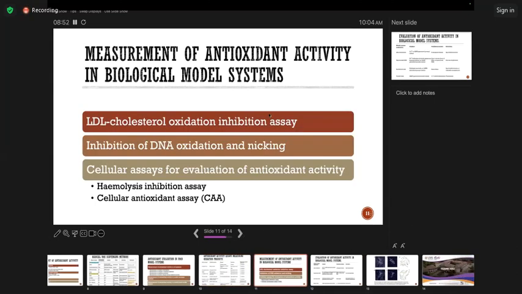Measurements of the antioxidant activity in the biological model system. We can use the LDL cholesterol oxidation inhibition assay, and then we can use the inhibition of the TNA oxidation by Niki. And the last one is the cellular assay for the evaluation of the antioxidant activity. We can apply the hemolysis inhibition assay as well as the cellular antioxidant assay.